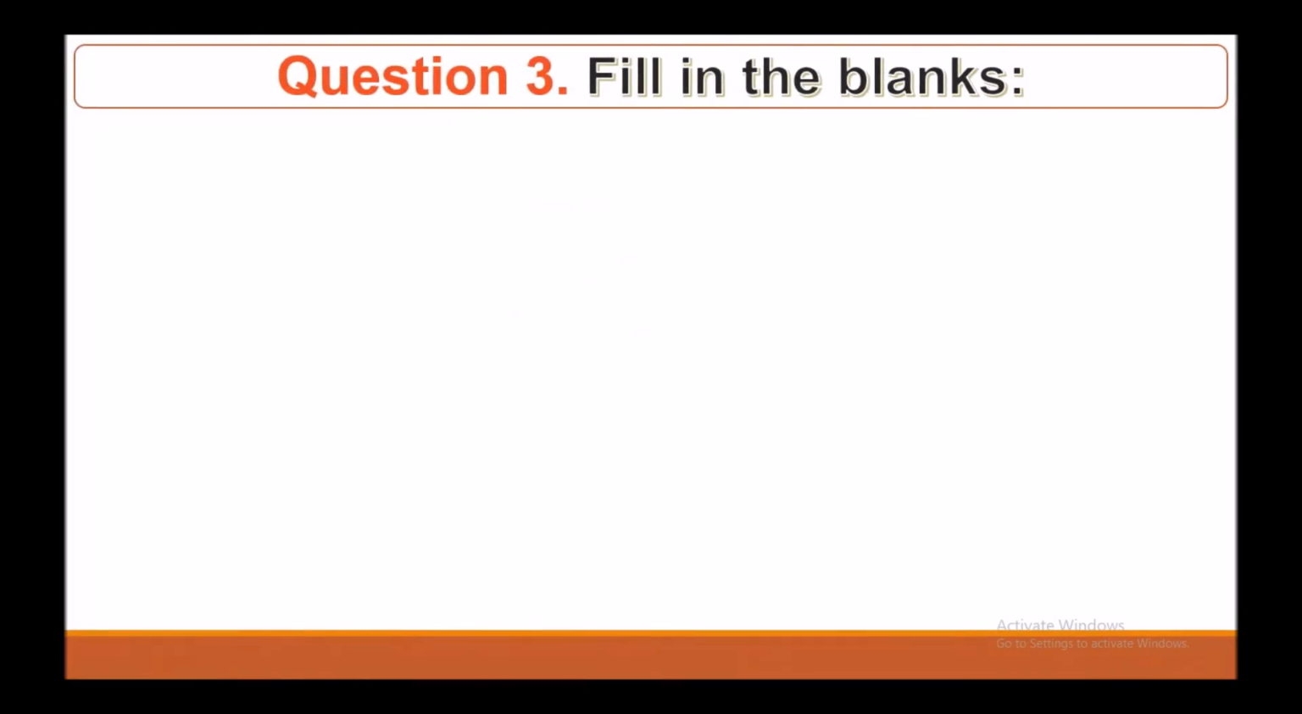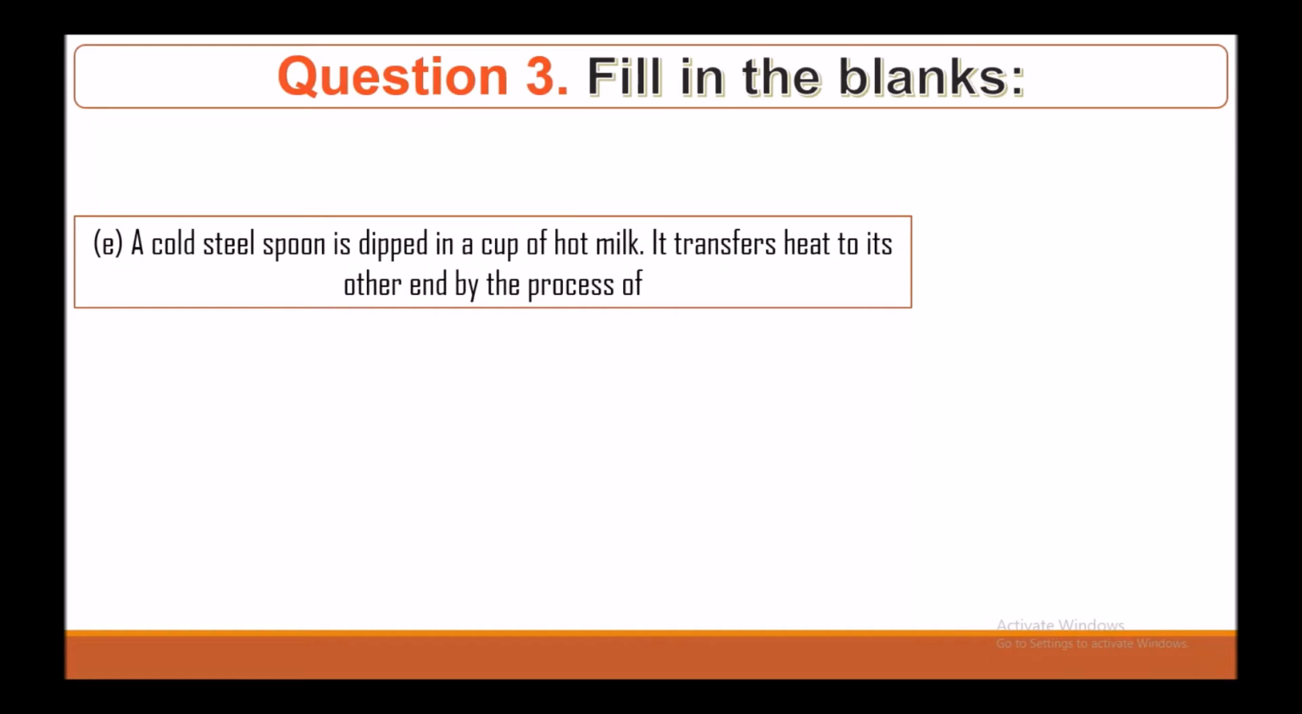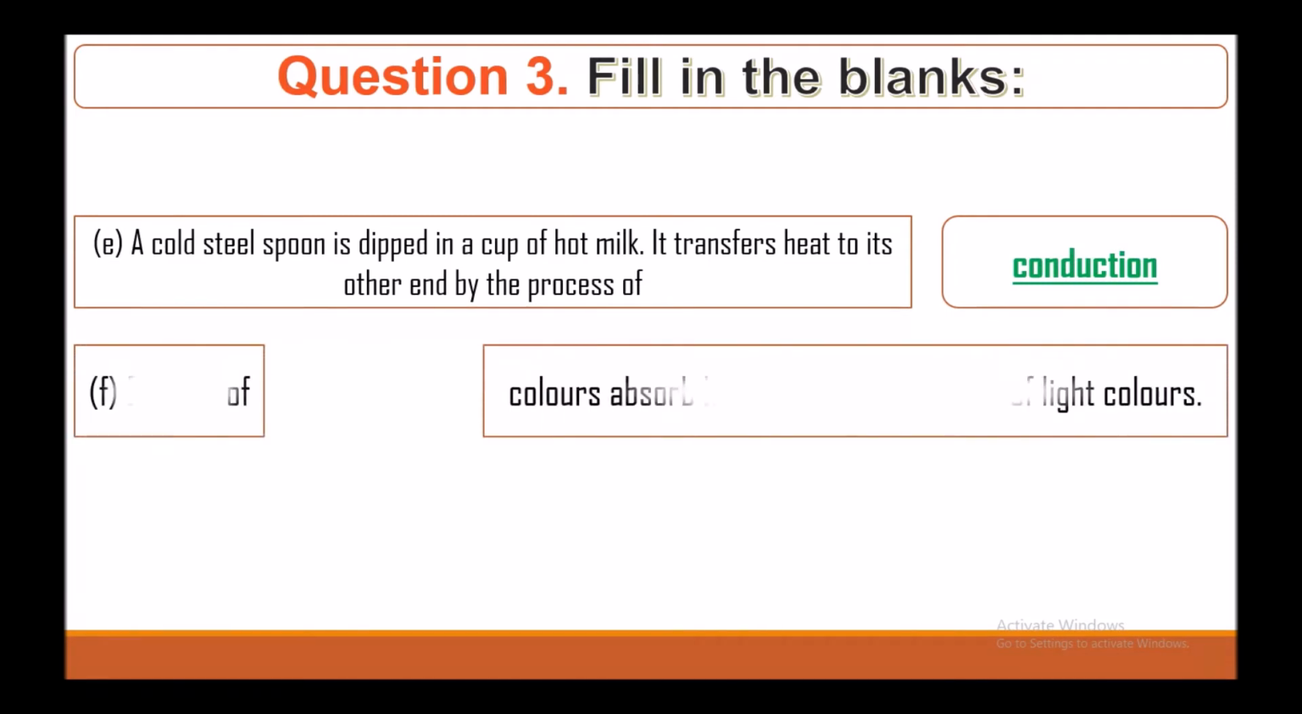A cold steel spoon is dipped in a cup of hot milk. It transfers heat to its other end by the process of conduction. Clothes of dark colors absorb heat better than clothes of light colors. So the clothes of dark colored.